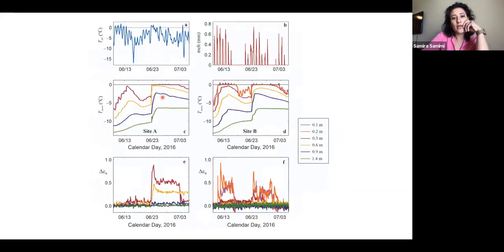Here I zoomed in from site A and site B to show in more detail that on the top we see the observed air temperature, melt rate, and subsurface temperature and dielectric permittivity during the period of the melt onset in the upper 1.4 meters of each pit, A and B. And it's very clear from the two different pits that the thermal and hydrological evolution of the two study sites are very similar through the summer.